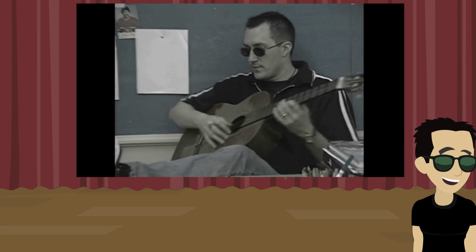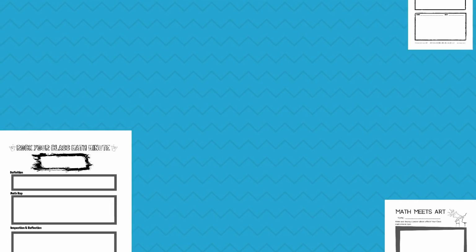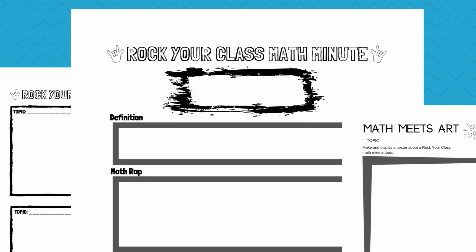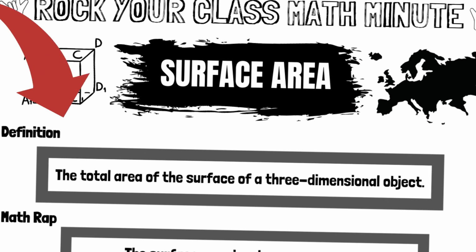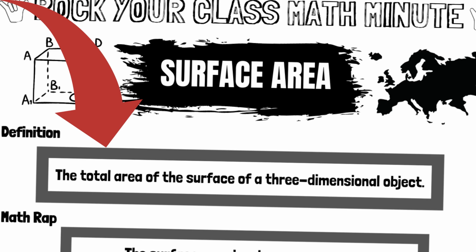Get ready for today's Math Minute topic. Surface area. What does the dictionary say? The total area of the surface of a three-dimensional object.